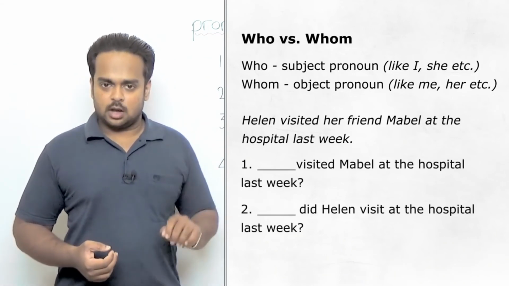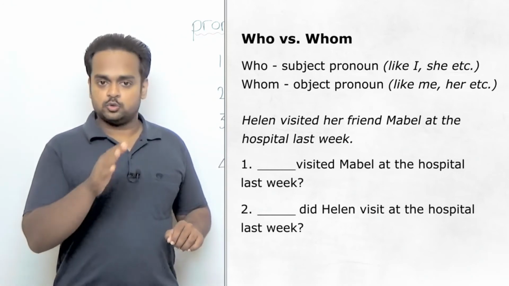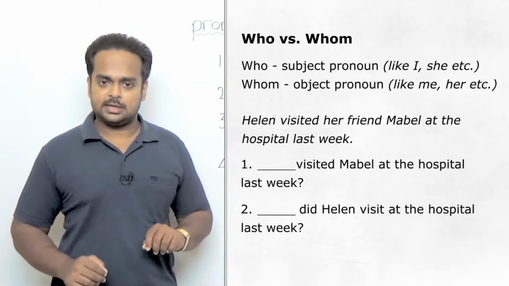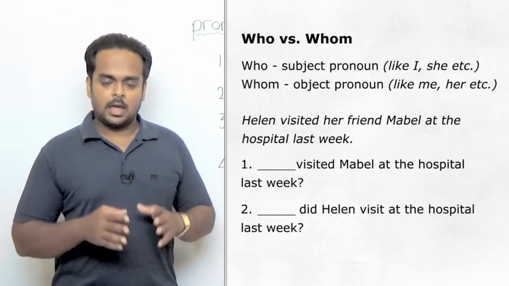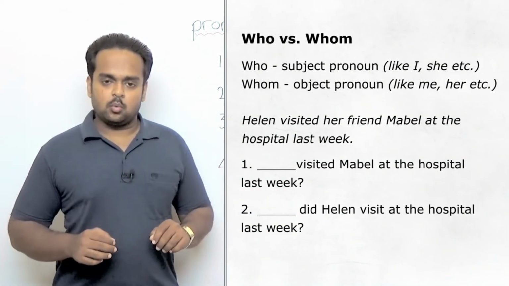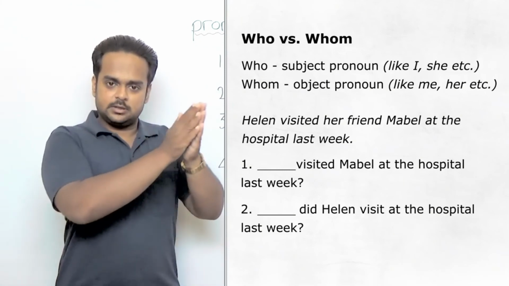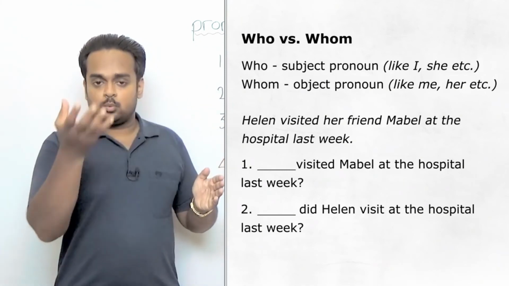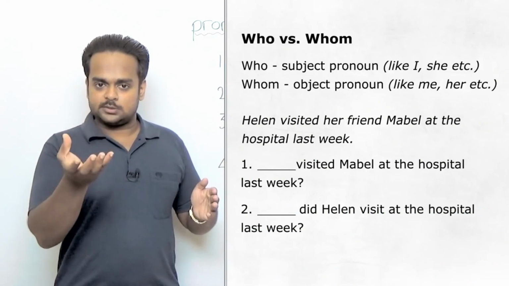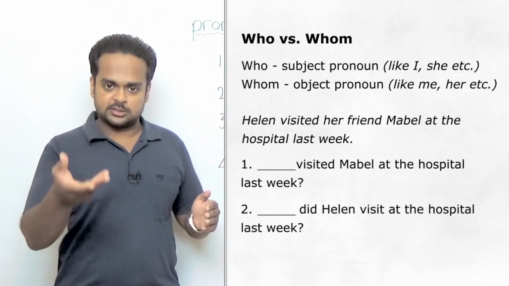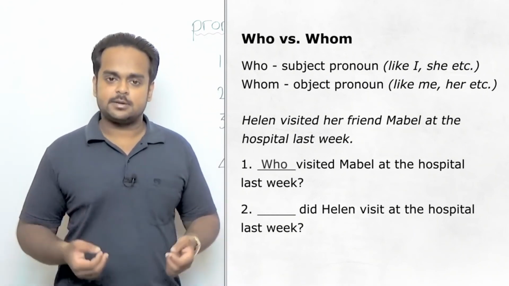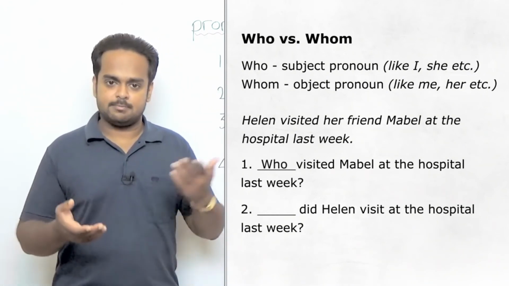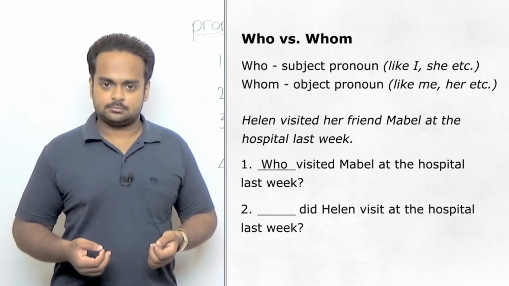There are two questions on the screen, but I want you to supply the question word. Yes. What about the first one? Well, in the first, we know that someone visited Mabel, but we don't know who that person was. That is, we're asking about the subject. For that reason, it's who. Who visited Mabel last week? Or who visited Mabel in the hospital last week?